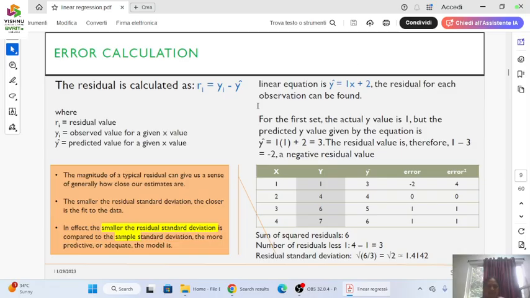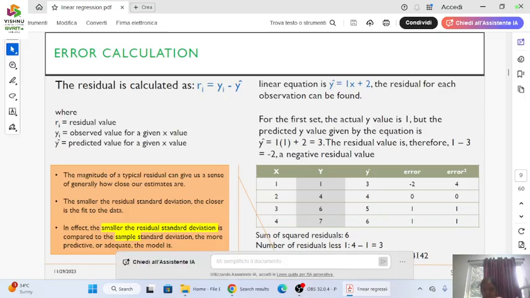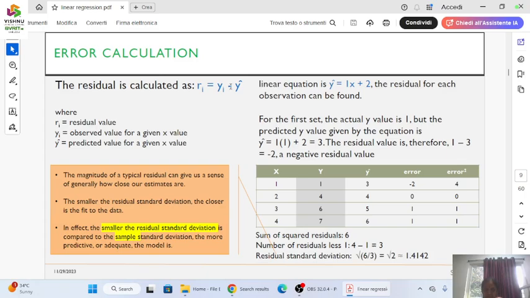Now I kept this slide here for how you are going to make the error calculation. The residual calculation is r_i. In general, we can represent it as y_i minus y-bar, the observed value minus the predicted value, by taking y equals x plus 2. The residual of each observation can be found using this data. This is very simple because I took the library data, 1 to 12. So we have x values and y values, and we can calculate y-bar, and also calculate the error using this residual equation and then take the square of it.